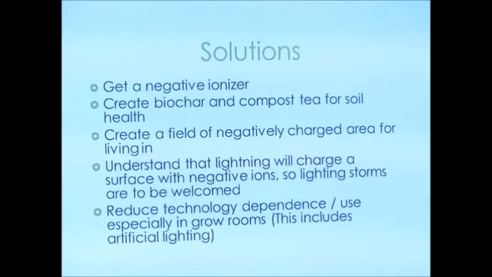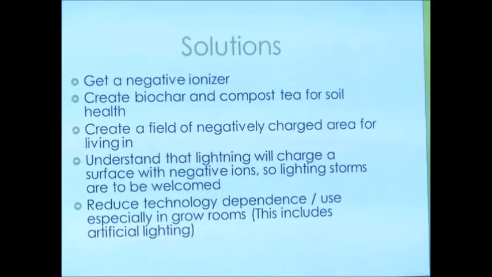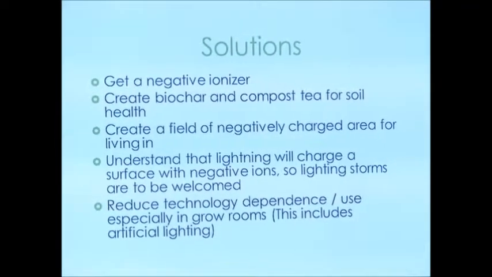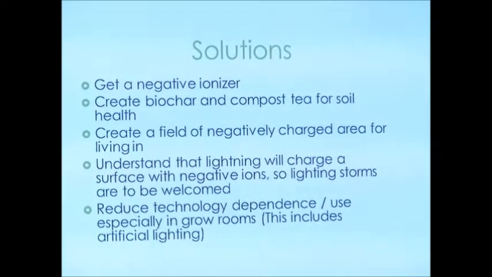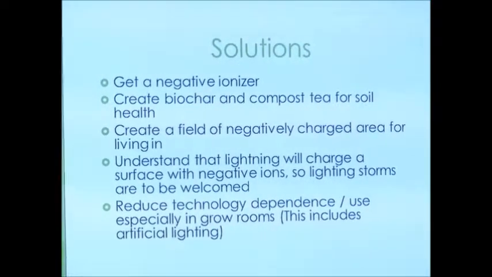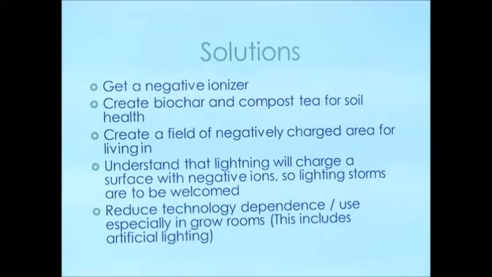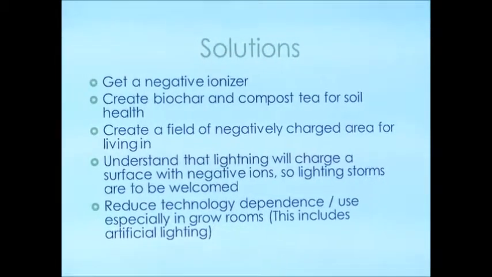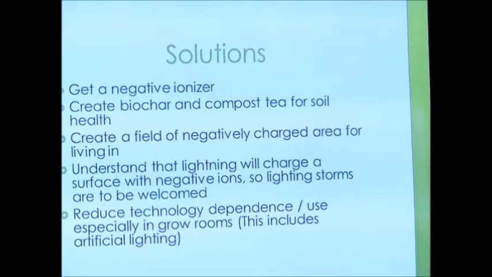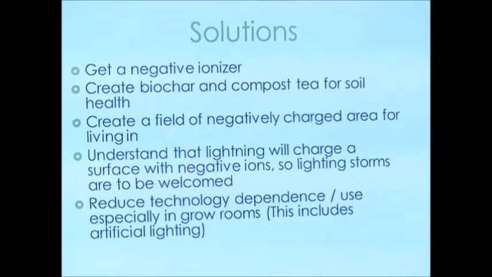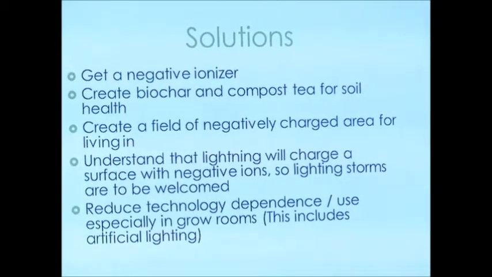So if you don't want to smudge your seedlings, one of the things you can do is go on eBay, and they cost about $20, and you can get yourself a little negative ionizer. Do not get an ozone generator. Ozone is bad for human health. Create a biochar compost tea, and that thereby creates a field of negatively charged area for things to live in.